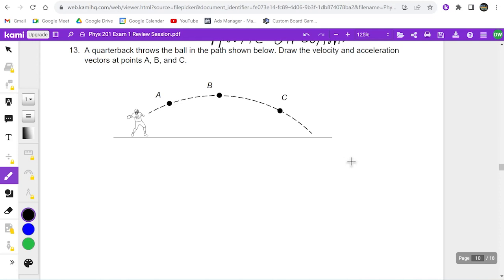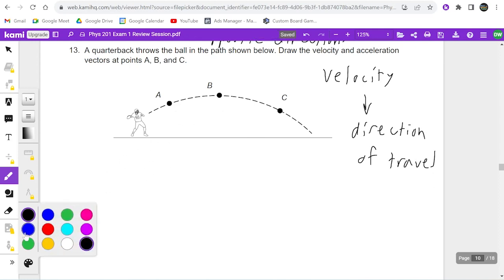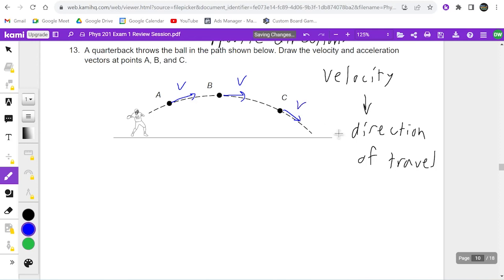So first, again, velocity points in the direction of travel. Velocity always points in the direction of travel. So what that means is at point A, velocity will point like that. At point B, velocity will point like that. And point C, the velocity points like that. Does that make sense? Okay, now for the acceleration.